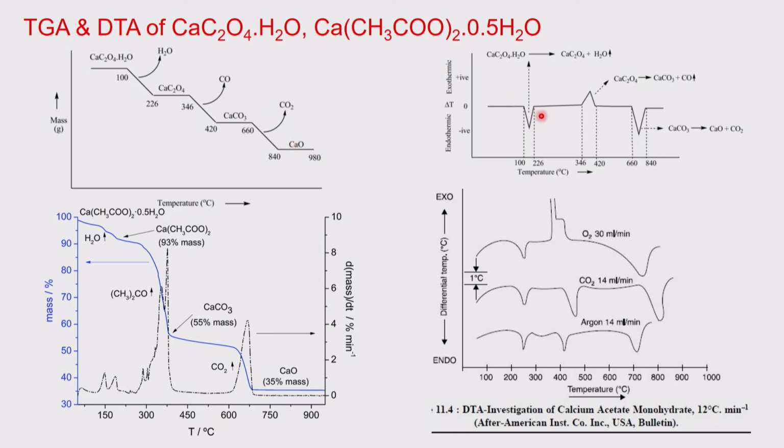Now if you look at the corresponding DTA, that is differential thermal analysis, this side is put as positive, so exothermic, and this side is put negative, endothermic. So the first process, whatever is happening here, you can see between 100 and 226. Now you can get the exact temperature from here, from the x-axis, and this is the loss of water. If you want to throw the water out, you need to supply energy, therefore it is endothermic.